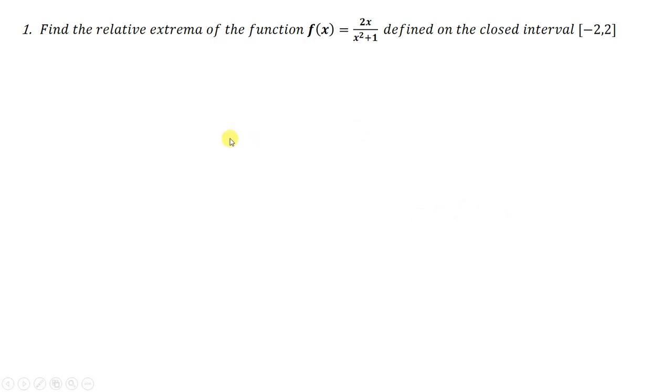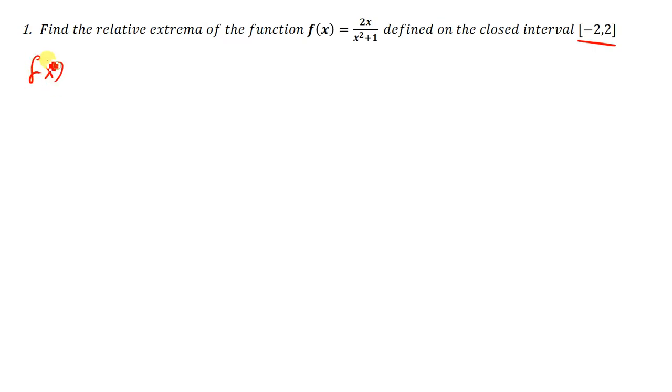The question says find the relative extrema of the function f of x is equal to that. When we talk about the relative extrema, we're simply talking about the minimum and the maximum points within the given interval. The interval that has been given is from -2 to 2. To find these extrema, we first find the first derivative.